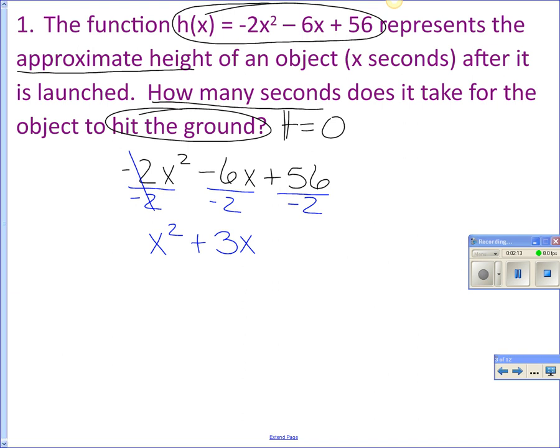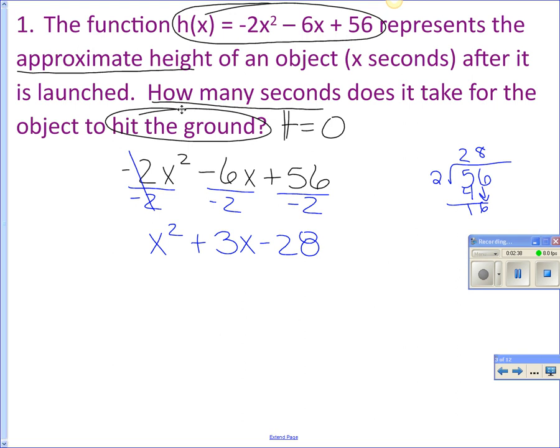Over here, I'm going to do long division. Love long division. 2 goes into 5 how many times? 2. 2 times 2 is 4. Subtract those. 2 goes into 16, 8. Is it going to be positive 28 or negative 28? Negative 28.